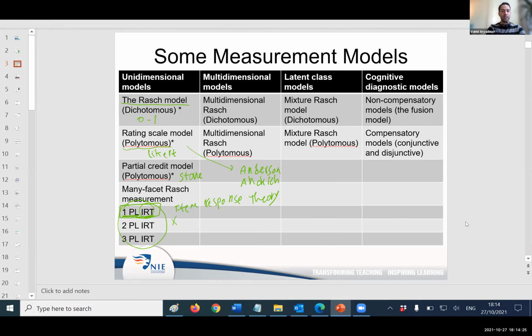And then finally, many facets Rasch measurement, which was developed by Dr. Mike Linacre, a wonderful guy who is always ready to help. He's the developer of WinSteps, by the way. If you have WinSteps, you can run the Rasch model, the rating scale model, and the partial credit model. But if you want to run many facets Rasch measurement, you need to use another software, also developed by Professor Linacre, called Facets.